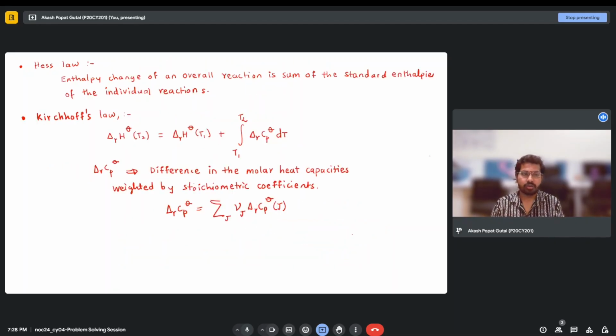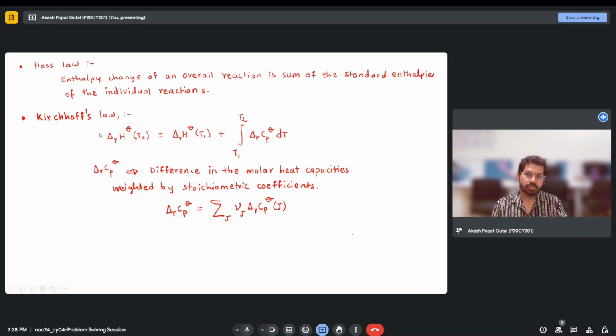We define Hess's law for constant heat summation. And the statement is: the enthalpy change of an overall reaction is the sum of the standard enthalpies of the individual reactions. And we define Kirchhoff's law, the difference in molar heat capacities. Kirchhoff's law that we defined is given by this equation.